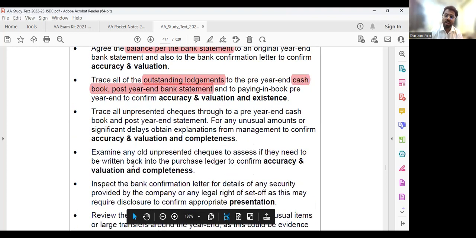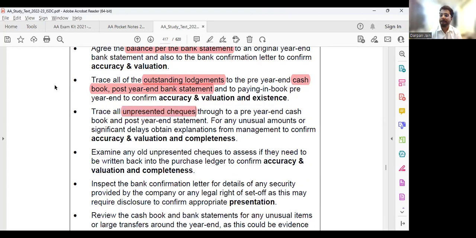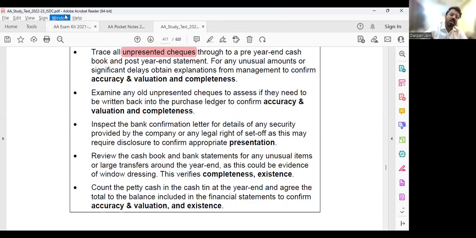Next, like you had outstanding lodgements, another thing that you have is unpresented checks, right? Checks which were issued but not presented for payment. Same thing you will do here also. The unpresented checks, you will agree them or trace them to the pre-year end cash book and the post-year end bank statement.